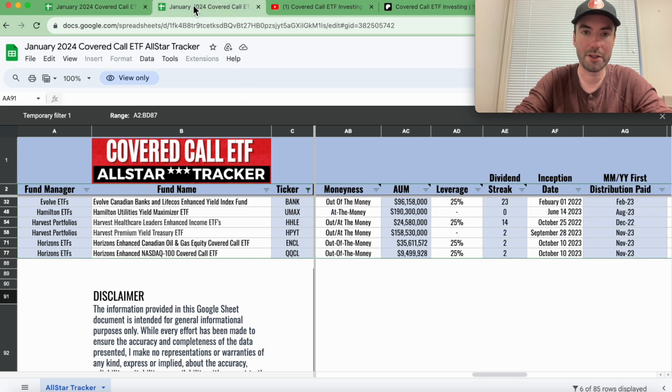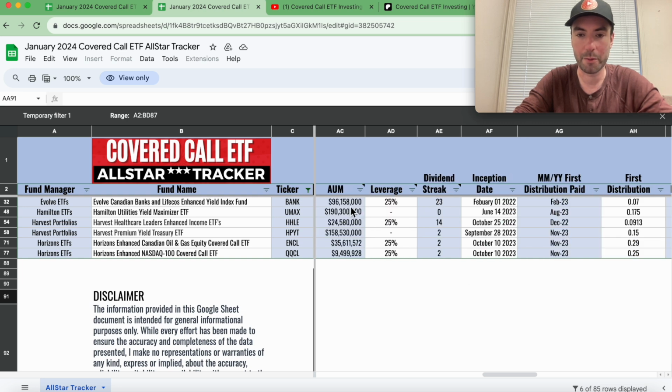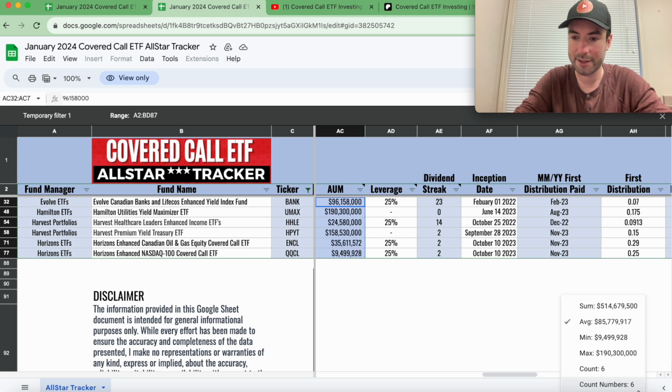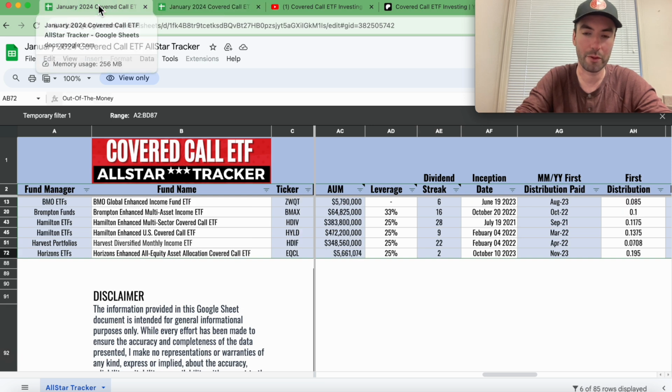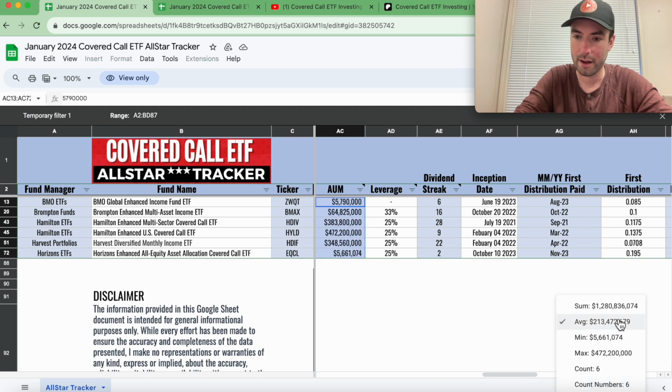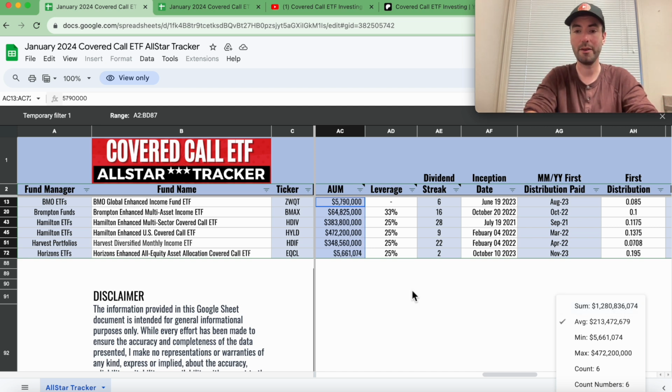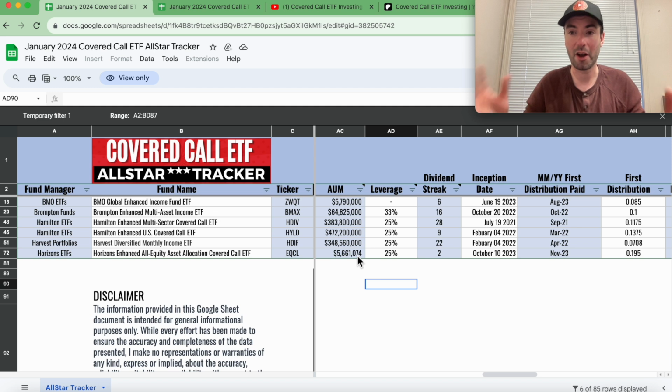Okay, now we're moving on to AUM. What are we looking at for average AUM? We can see a total AUM of $500 million, and average AUM is 85 million. That's for the sector-based portfolio, whereas for the all-in-ones, we're looking at 1,280 million. So with the all-in-ones, their AUM is obviously very large, as they are very popular.